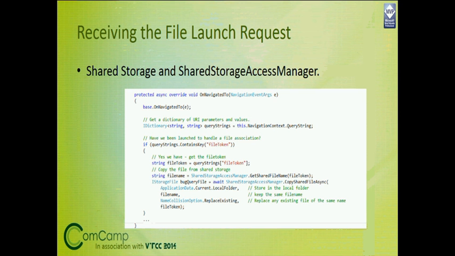The first step would be to identify if the query string has the file token keyword, which means the navigation was via the file association, or else we could assume that the navigation was via some other mechanism. Then we try to get the unique identifier of the file, and then we get the shared file name based on the token or the GUID that we got via the query string, and then we copy that file to the local folder or the private folder here, and then we can do whatever operation we need to do within our application and then show it on the screen.